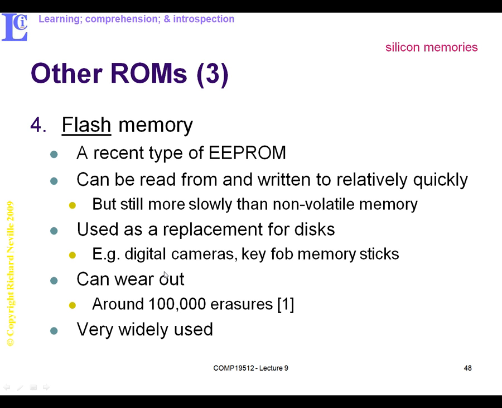They can be in your camera, and they have about 100,000 erasures before you can't reprogram them again. So they do have a lifetime. And they're widely used in a lot of embedded systems, digital cameras and key fobs. But they tend to be much slower than other non-volatile memories. PROMs are cheaper. So flash are maybe more flexible, but maybe more expensive.